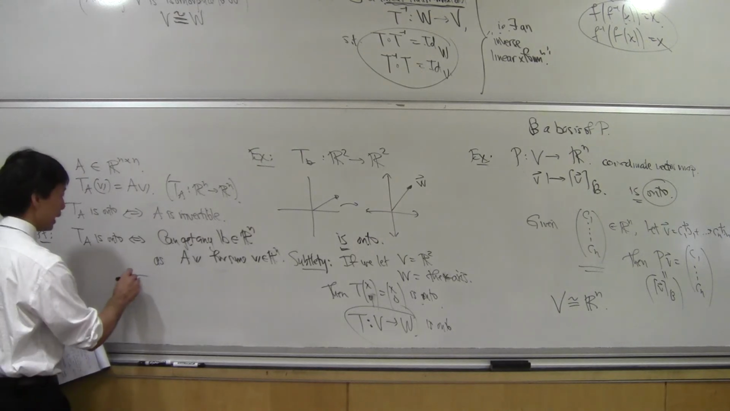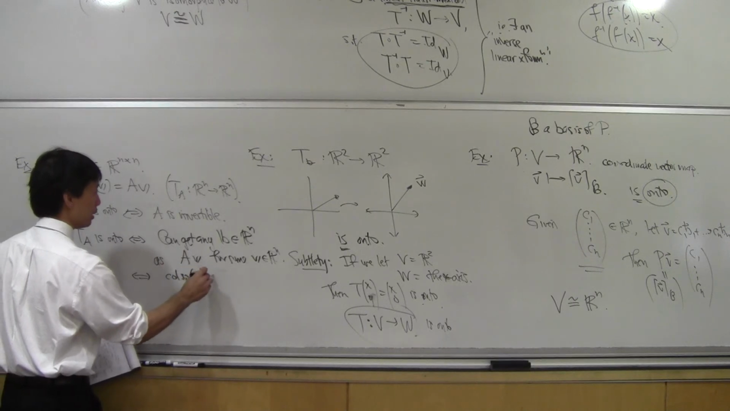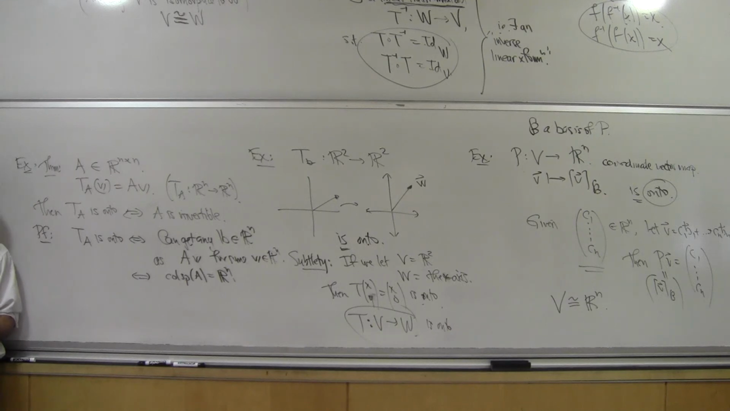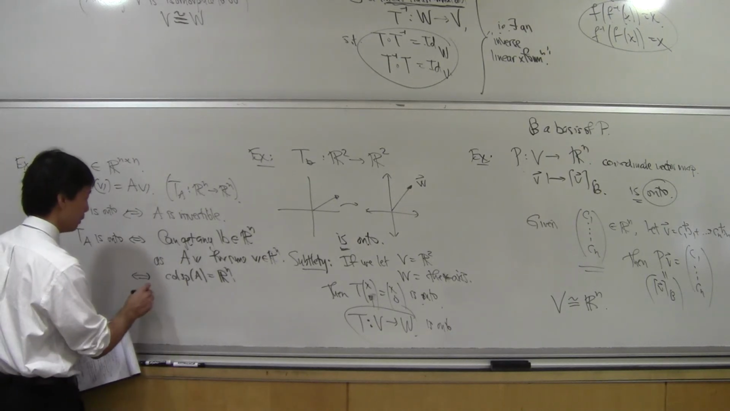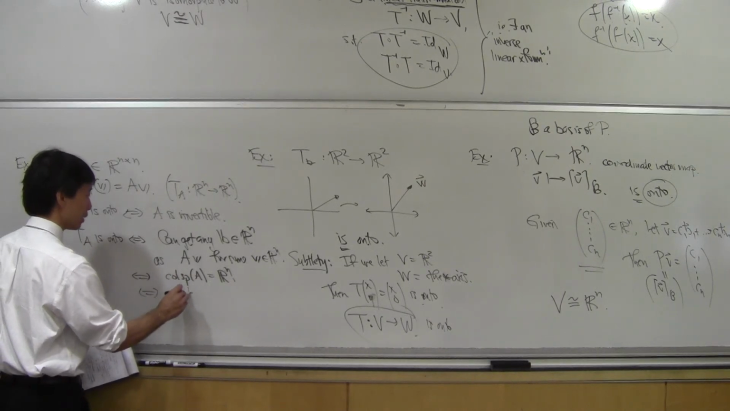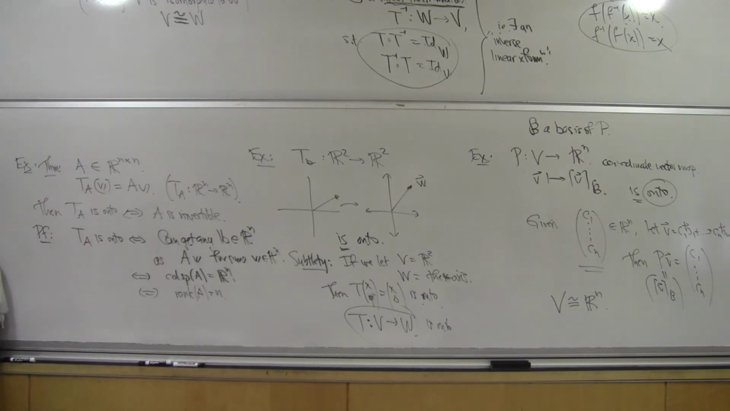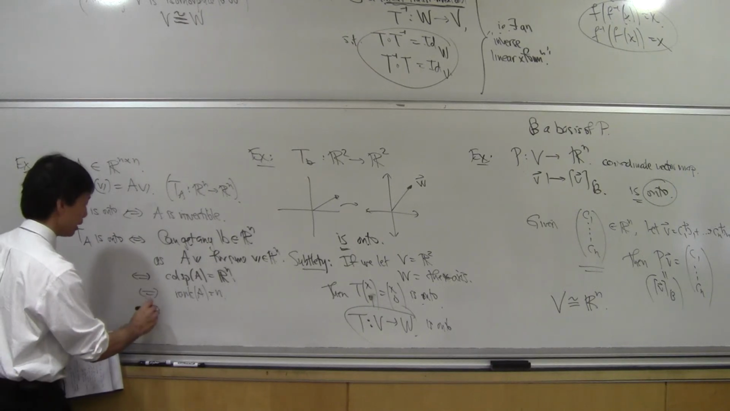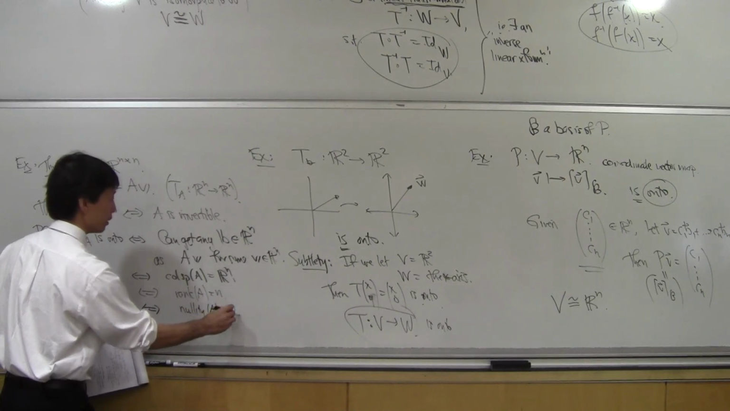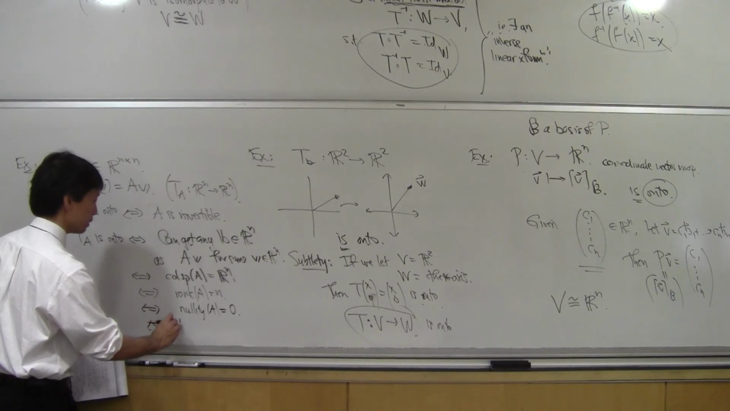But that means that the column space of A is all of Rn. In other words, the rank is n. But if the rank is n, that means the nullity is 0. But that's the same thing as saying that A is invertible.